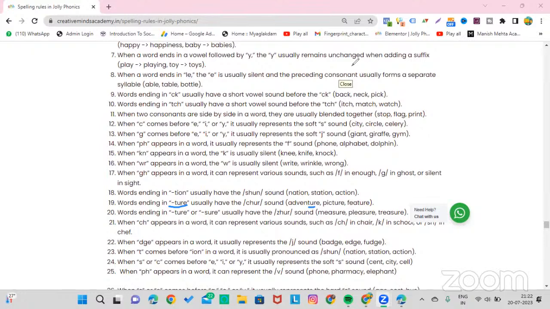Let's do TURE words today. So chur words: feature. Think of more words. There are many words. Yes, culture. Signature. Very good. So you can make them play games and you can give points. Miniature. Very good. See, you all are coming up with new words. Future. Very good. Lecture, creature, adventure. Very good. Sculpture. Good.